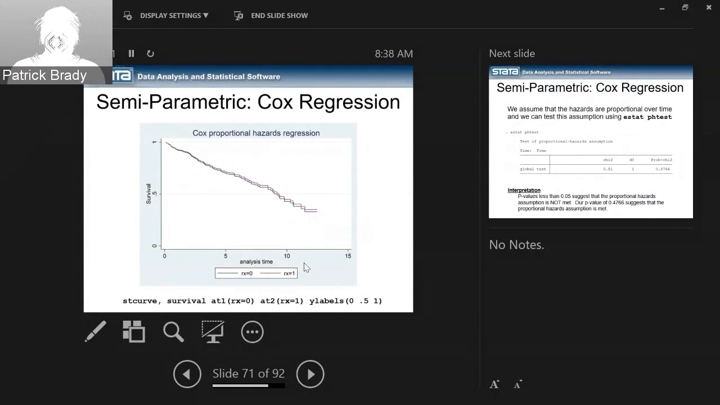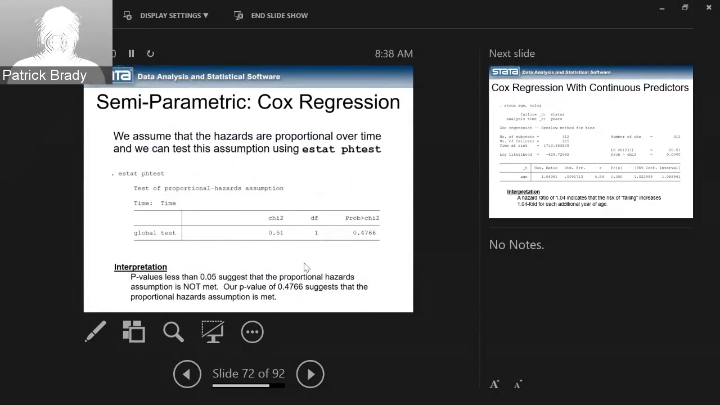Sometimes it's met, sometimes it isn't. And one of the things that I want to check is, is that assumption met? Because if it's not, then this model is inappropriate and I need to go some other route. So in this case, I have a test I can run called estat phtest. That's the command, and it will test whether that proportional hazards assumption is met.